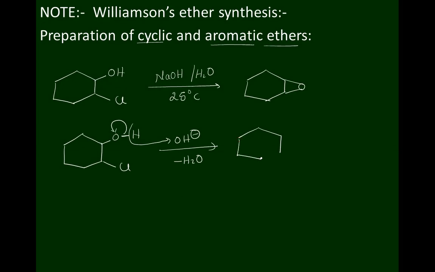So we get this structure, O minus Cl. Chloride ion is a good leaving group, so it undergoes an intramolecular reaction with the release of chloride ion, forming the respective cyclic ether. Please note it down.